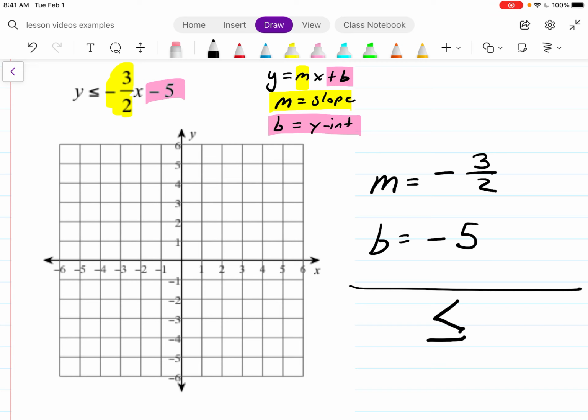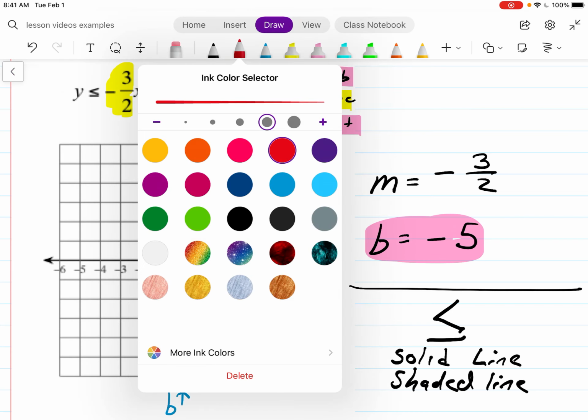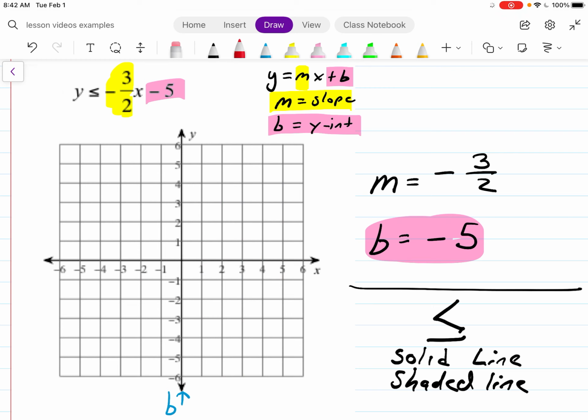So if the inequality is less than or equal to, you know it's going to have a solid line and it's going to be shaded below that line. I'll show you what I mean by that. First thing we have to deal with is the y-intercept. It will always be on the y-axis, and since it's negative 5, that's where we'll put our first point, at negative 5 on the y-axis. Now, our slope is negative 3 over 2, which I always attach the negative with the top number, which is down 3 and right 2.